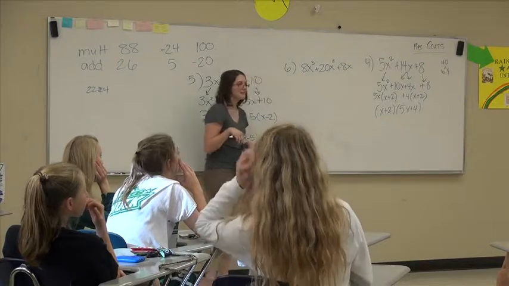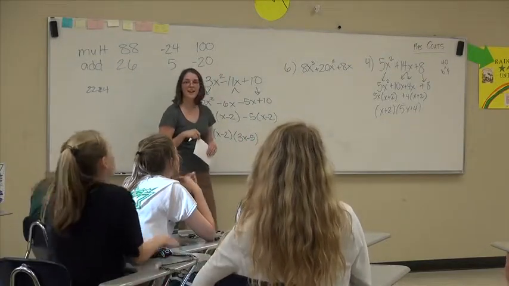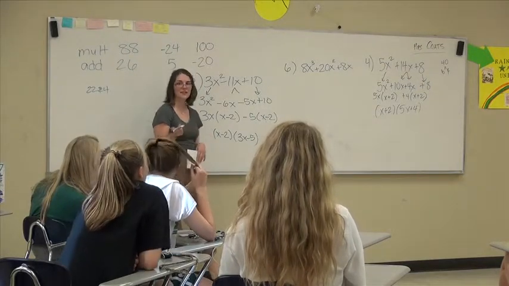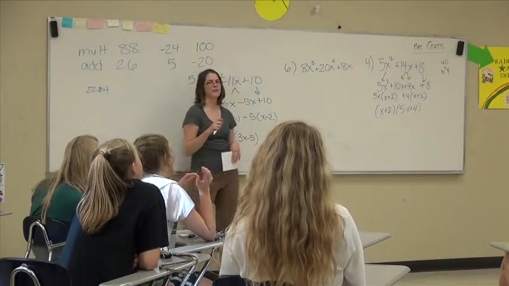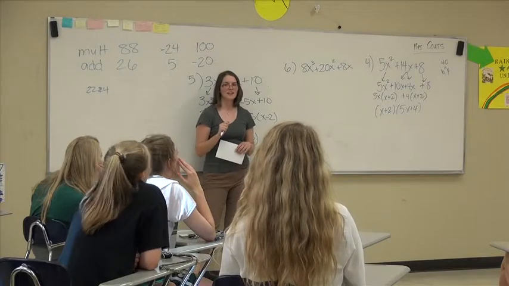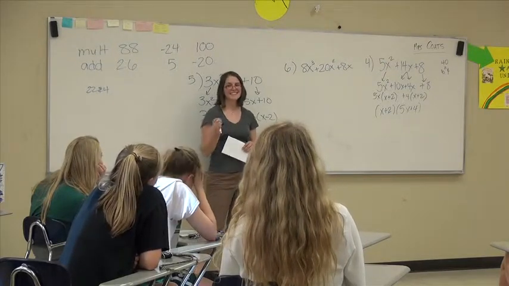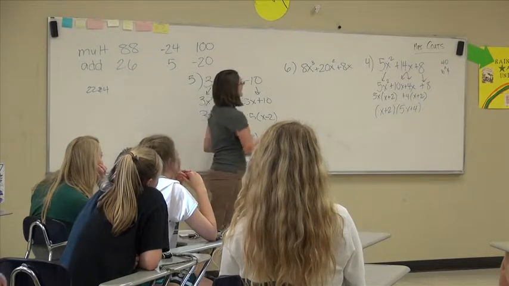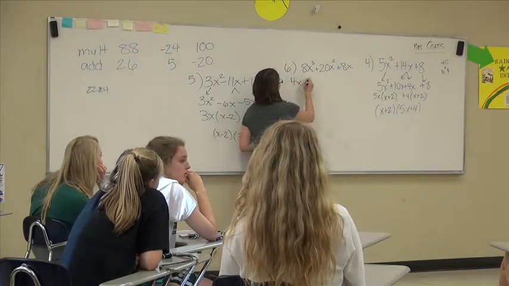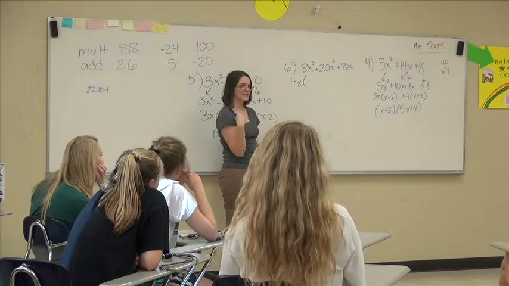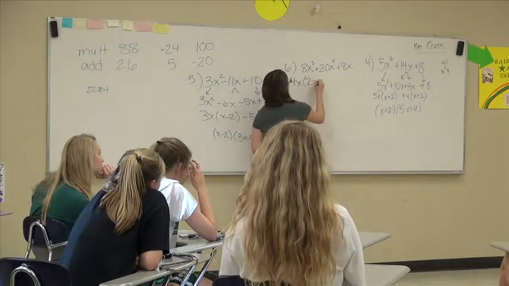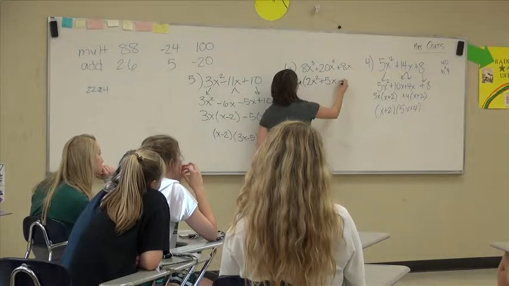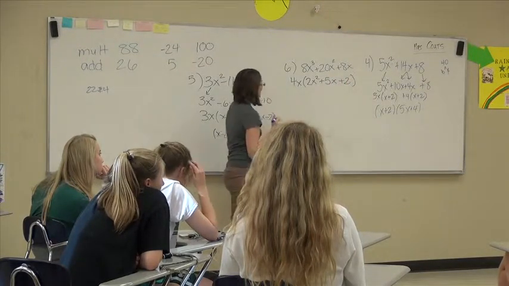So, why would we want to factor out an x first? To make the x squared. And they all have a four. Why do you think we want to call it 4x instead of just x? Yeah, so we want to call our greatest common factor. So that would be 4x here. So then what do we have left if we're factoring out 4x? 2x squared plus 5x plus 2x.